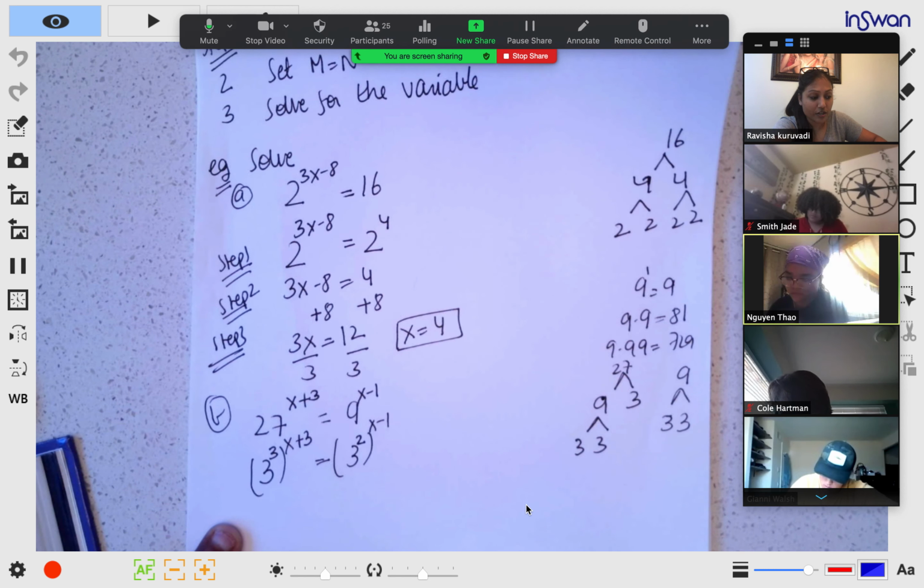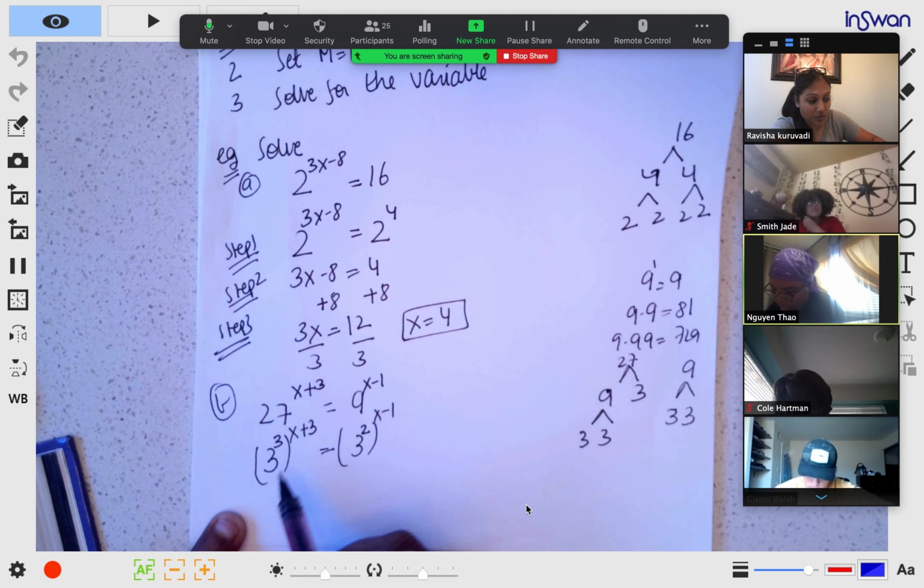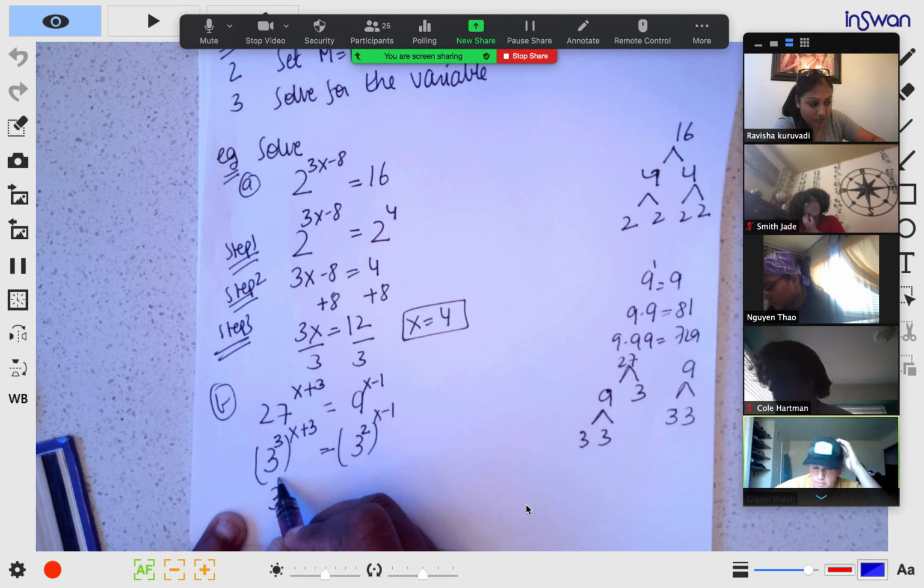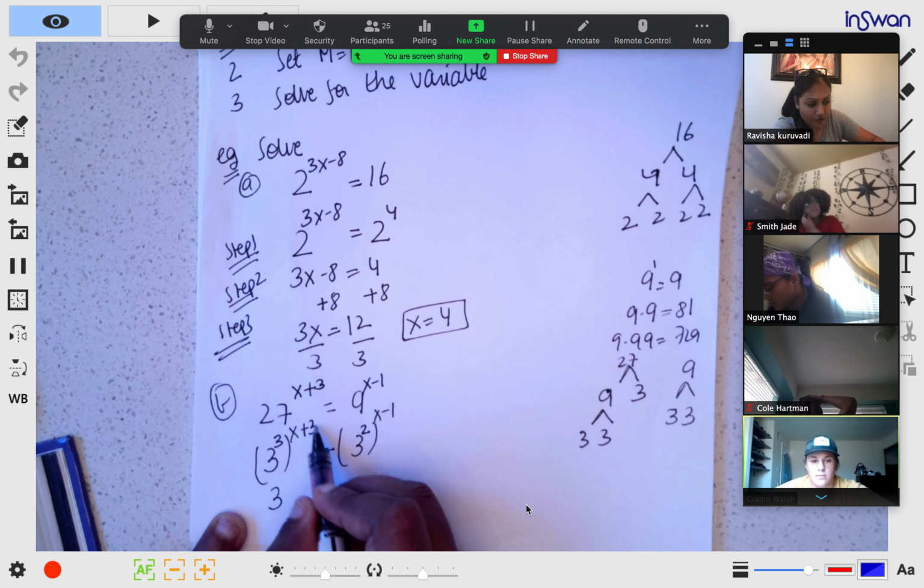Make sure when you're writing, you put in a bracket. Okay. Next thing is, we have to open this bracket. You need to multiply this with the power inside. What does it become? 3 to the power of? What are we multiplying 3 to? Sorry, I couldn't hear you. You multiply this 3 with this whole thing here.